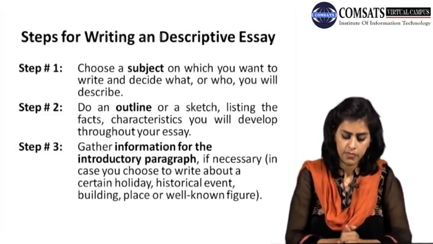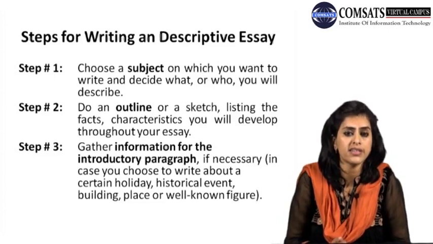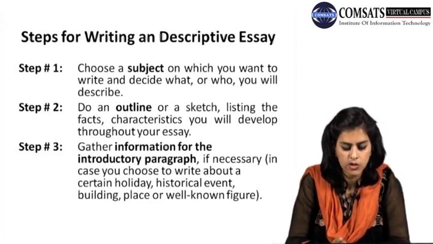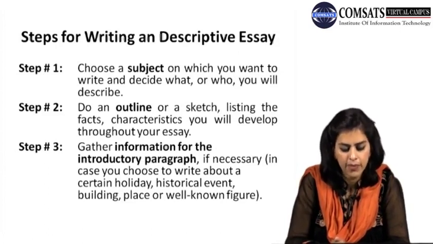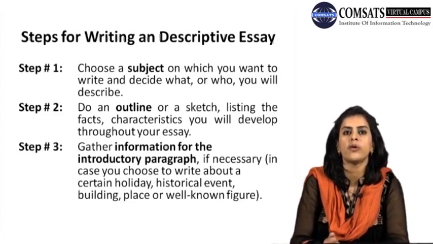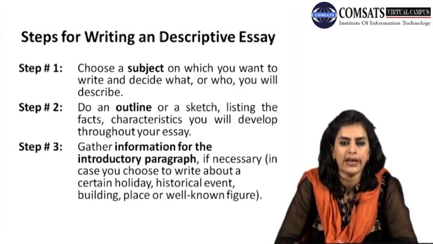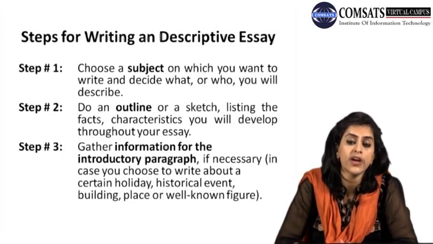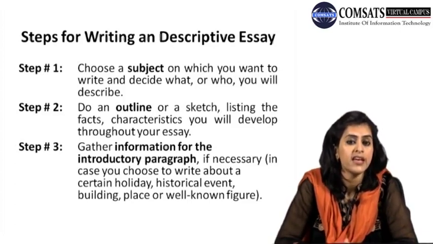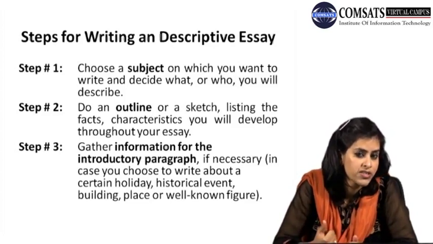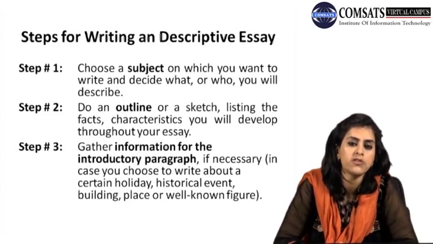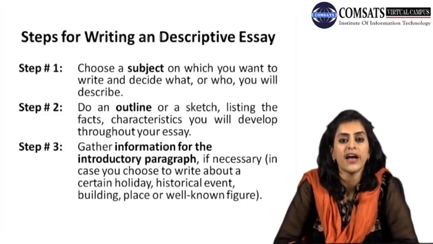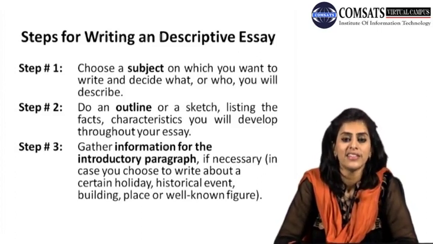Based on that outline, or maybe to make that outline, your third step would be that you would gather information for the introductory paragraph, if necessary, in case you choose to write about a certain holiday, historical event, building, place or well-known figure. So for example, you decide to write about Allama Iqbal, that is your favorite personality, or maybe you have decided to write about the wonders in the world out of the 7, and you want to describe that in your essay. So your practice would be that you would gather some information from the relevant sources that are available, and you would try to define or describe that very thing in the way that it has been described in the possible source.